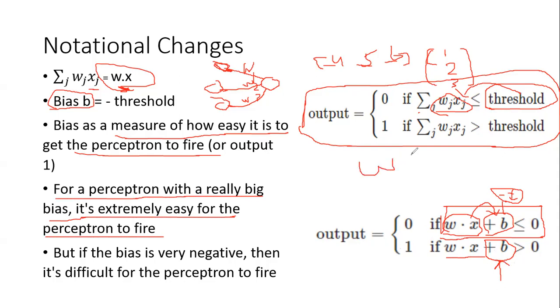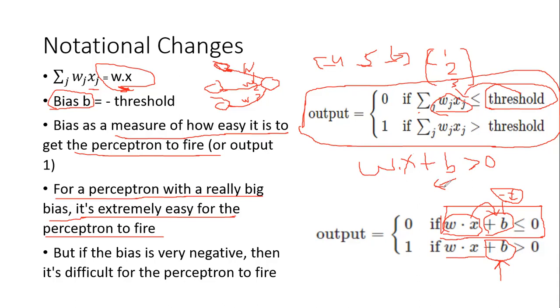Positively, negatively. Positively, obviously. In this equation, if the bias is very big, what are the chances that the output is going to be greater than zero? Are they going to be more or less? More, sir. More chances. So it will be easy to fire. If the bias is very low, then what is going to happen? Then less chances to fire.